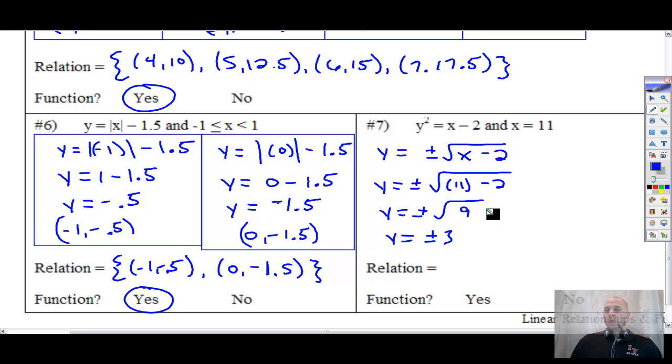Now to write this as ordered pairs, I got 2 answers for y. I put one number in and I got 2 answers out. This is not a function for that reason. Sometimes when you put an 11 in, you're going to get -3 for an answer. Sometimes when you put an 11 in, you're going to get +3 for an answer. Not a function.